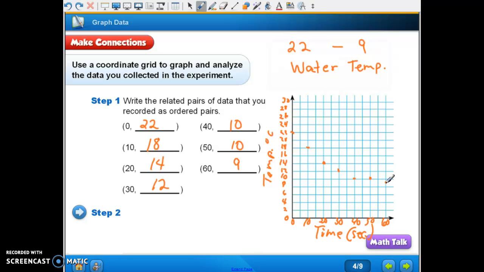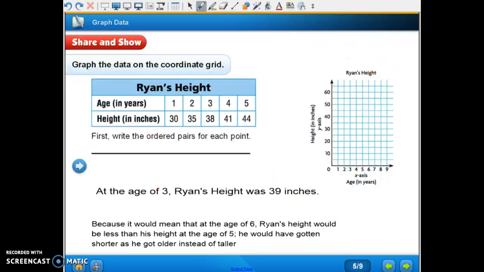Okay, so this says for mine on step 2, it said construct a grid and write a title and label it. So I did that. Yours was already done. And then it says plot the points. Okay? So the x-coordinate represents the length of time, and the y-coordinate represents the temperature every 10 seconds. Okay. Go to the share and show.